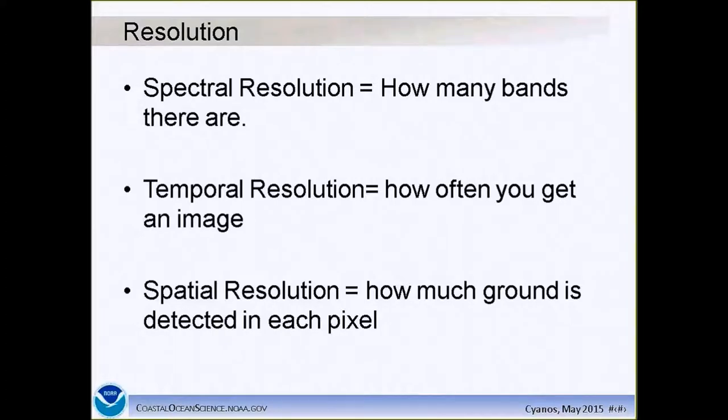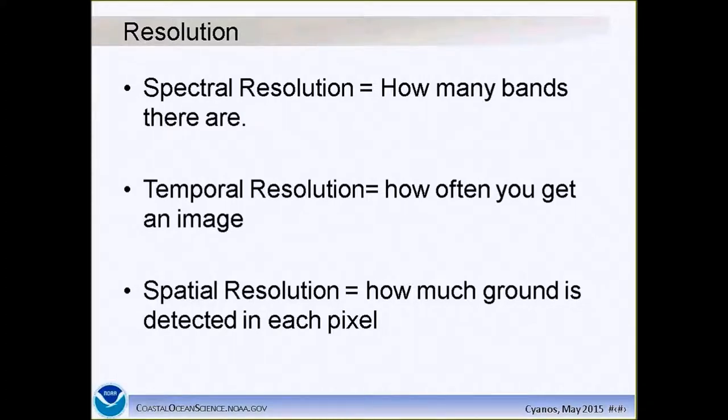Overall, on resolution, let's start off. There are three resolution issues with satellites. We have spectral resolution. How many bands are there? How many wavelengths of light do we pick up? We think of blue, green, red, ultraviolet, and infrared. Everyone remembers your physics, ROY G. BIV. Well, there's a whole lot more. There are many wavelengths of light. Anyway, it depends on how many bands you have.